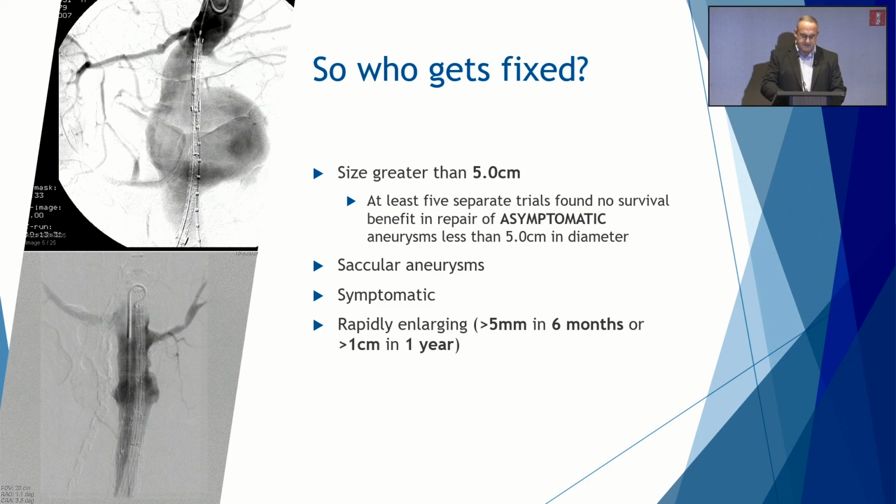So who gets fixed? If your size is greater than 5 centimeters and you're asymptomatic, you will be offered a repair. 5 separate trials found no survival benefit in repair for anything less than 5 centimeters with the patient being asymptomatic. Again, as mentioned before, saccular aneurysms we will repair because of their increased risk of rupture. And anything rapidly expanding, so greater than 5 millimeters in 6 months or 1 centimeter in a year.